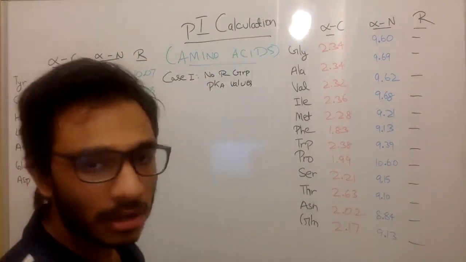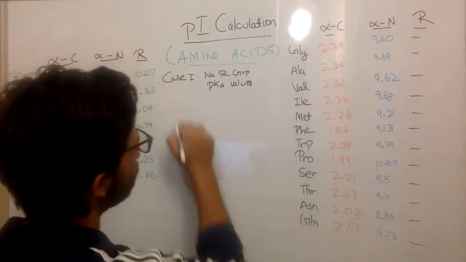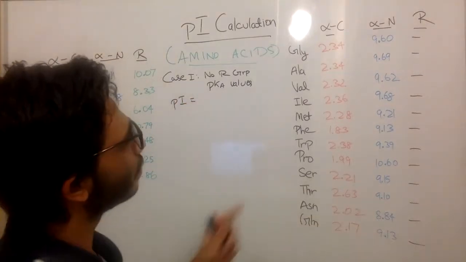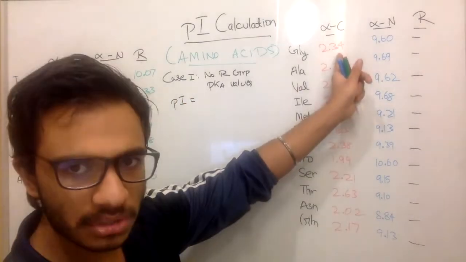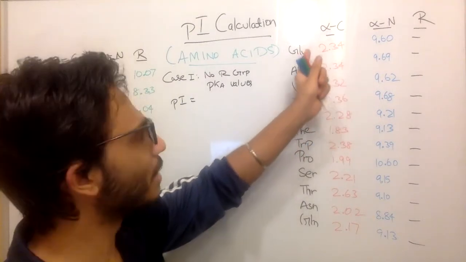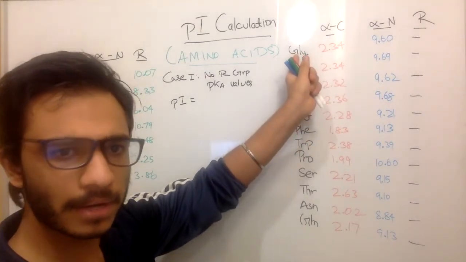So for them, all you need to do for pI calculation is really easy. What you do is you take the pKa of the carboxy group. So let's say I want to calculate the pI for glycine, right?